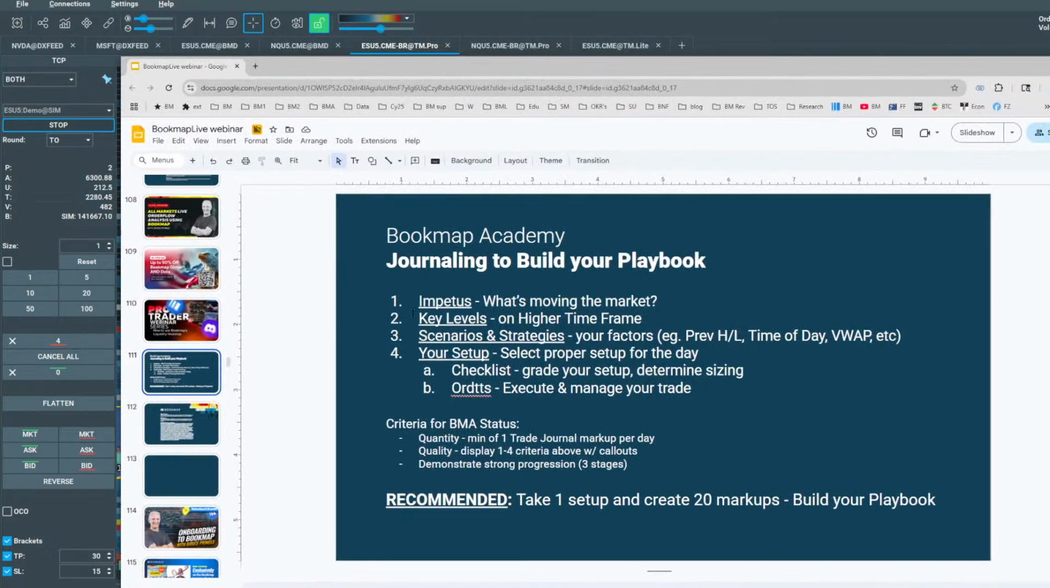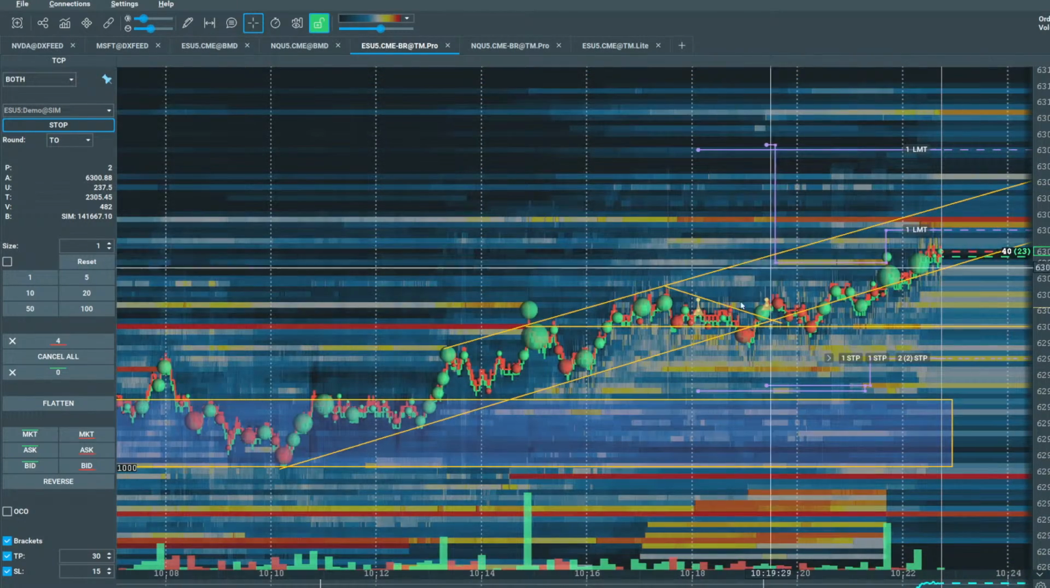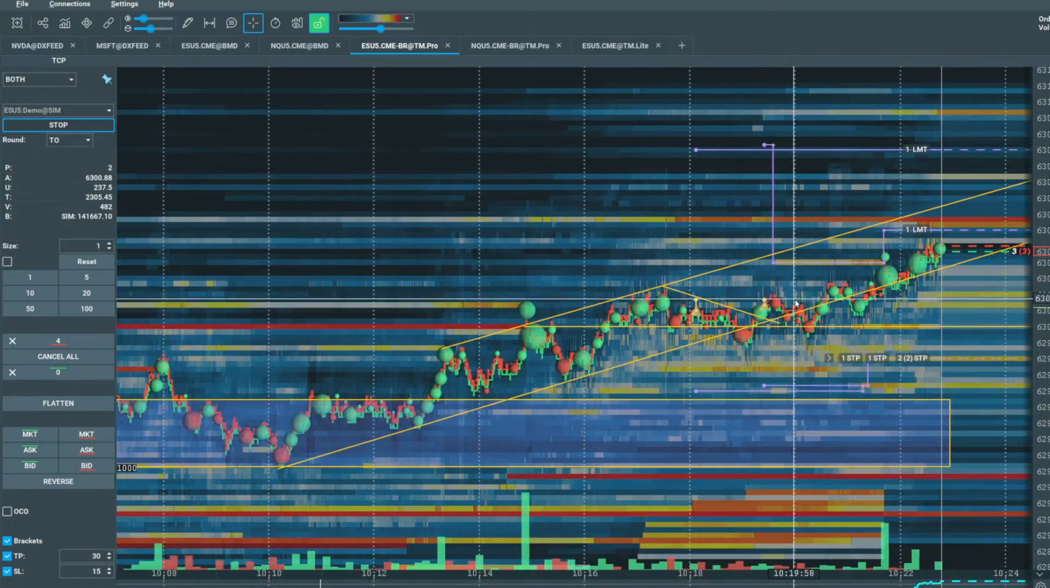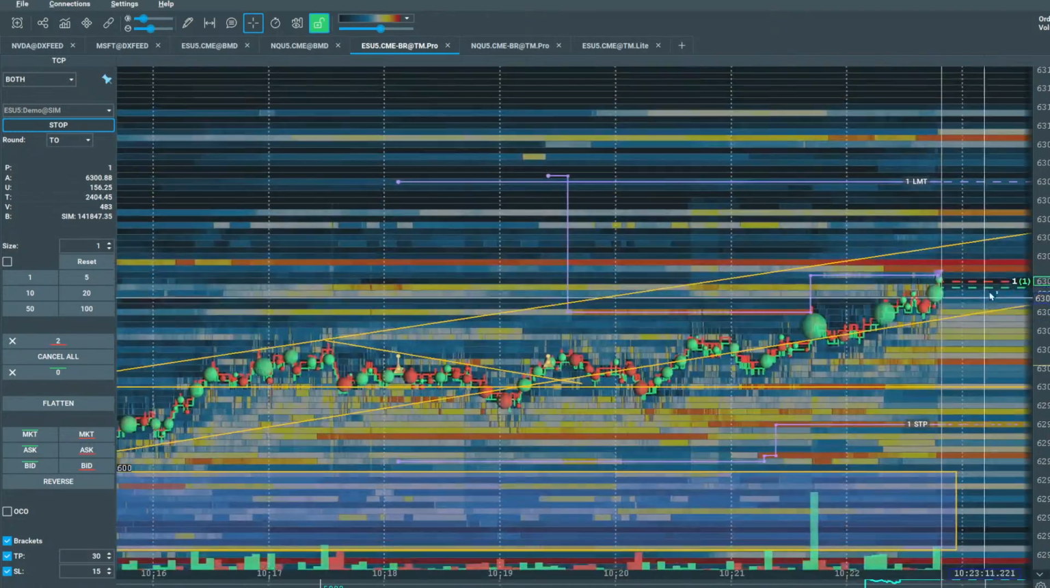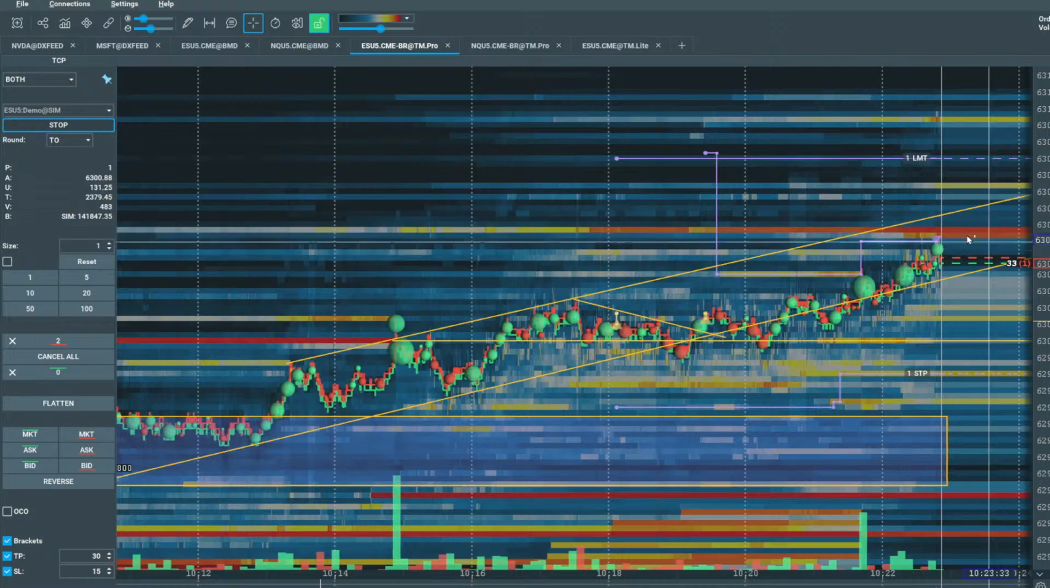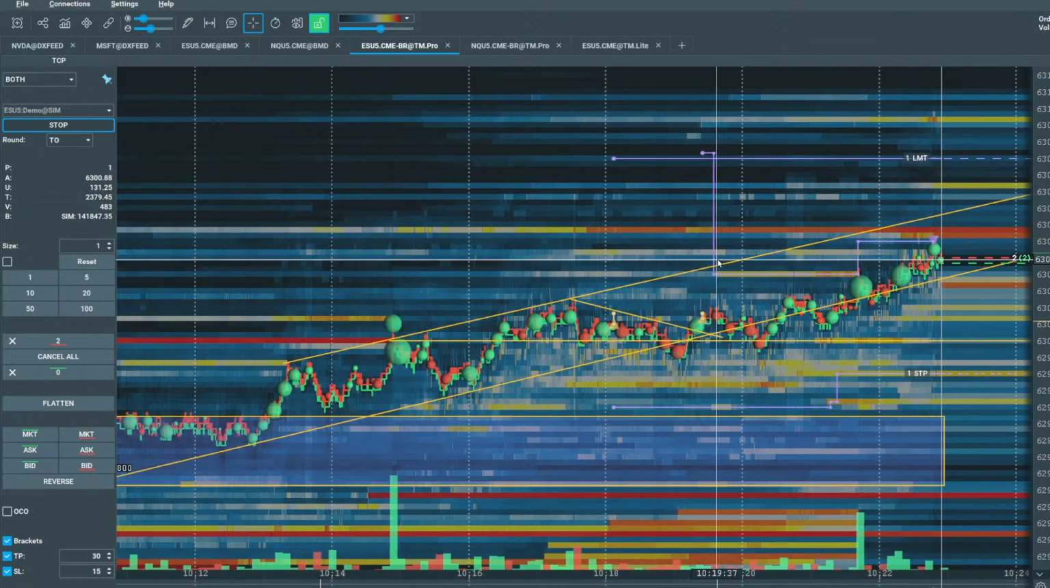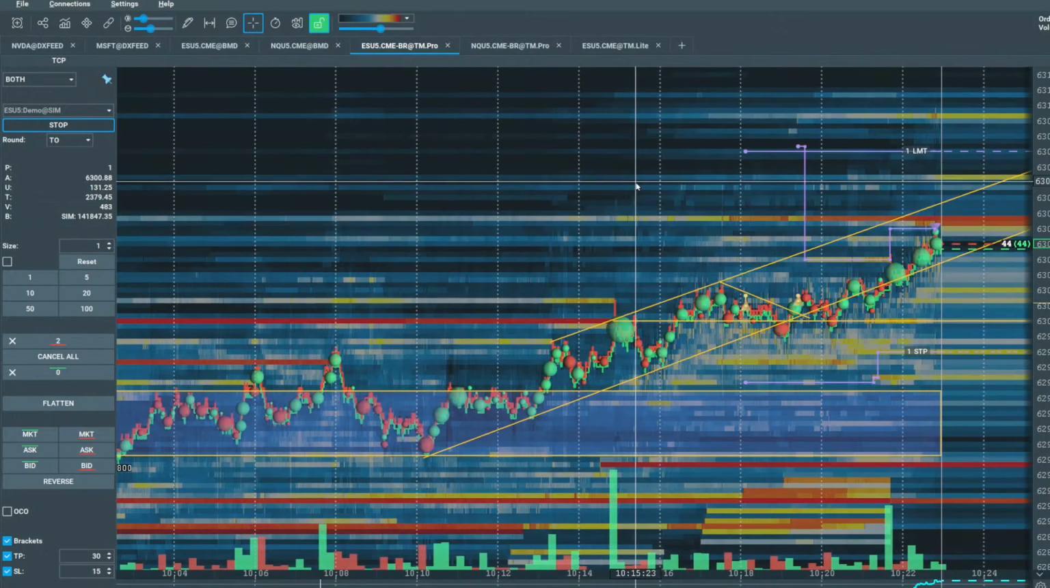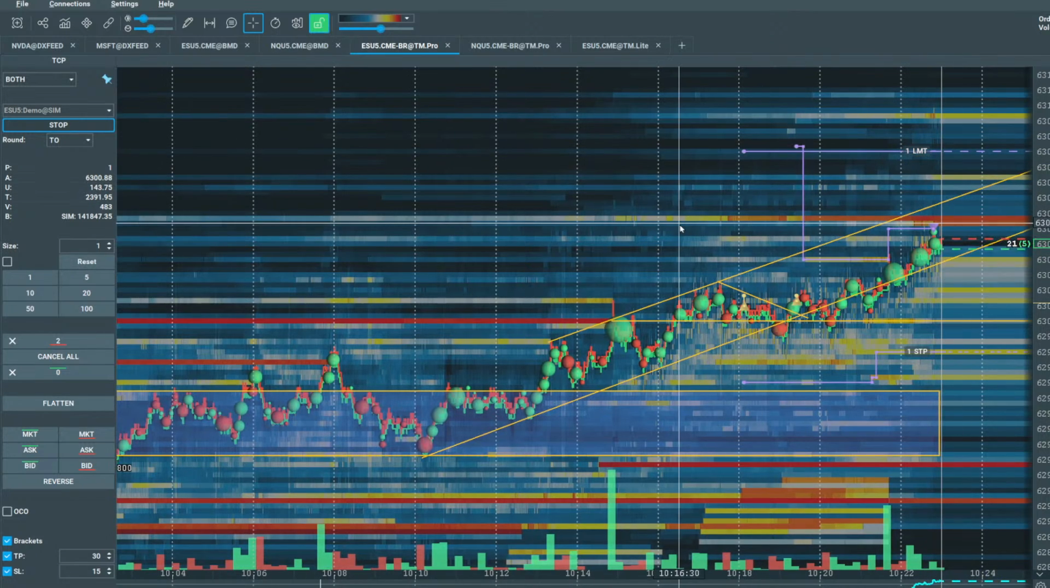Okay, so here we go again. Step 1, impetus, what's moving the market. Step 2 is our higher time frame key levels. We went through all of this. And then we looked at scenarios around those key levels as well. And then step 3 is finally our setup. And we don't really have much of a setup in here. It's kind of a pullback and a breakout strategy. Okay, so now we're filled here on our first leg of this position. Okay, and we're going to look for maybe a runner out of it.